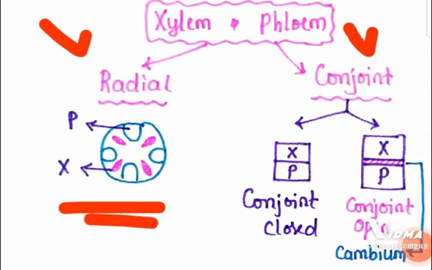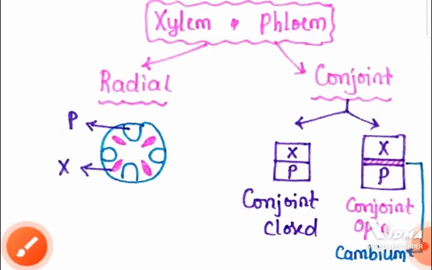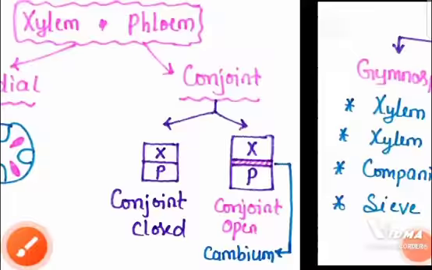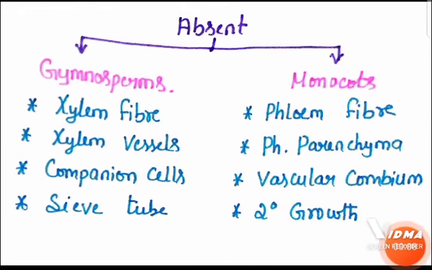In radial type, xylem and phloem are present alternately, whereas conjoint is of two types, conjoint closed and conjoint open. In conjoint closed, xylem and phloem are present together, whereas in conjoint open, between xylem and phloem we can find the cambium ring.